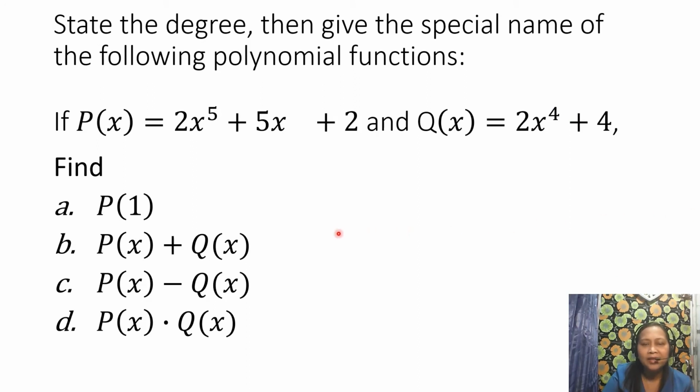Now let us state the degree, then give the special name of the following polynomial functions. If p of x is equal to 2x raised to 5 plus 5x plus 2, and q of x is equal to 2x to the power of 4 plus 4, find letter A, p of 1; letter B, p of x plus q of x, meaning we're going to add these; letter C, p of x minus q of x, we will subtract these; then letter D, p of x times q of x, meaning we are going to multiply.